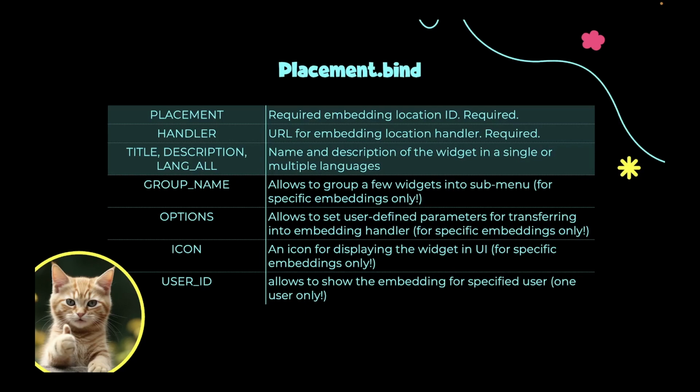Additional parameters that apply only to some widgets, like group name, allows grouping widgets as menu items. Options specifies settings for the widget, currently used in custom CRM field types and widgets of the new messenger, which is in beta stage now. Icon, another parameter for widgets of the new messenger, details in a separate video, and user ID, the ID of the user for whom a particular handler will be available. This parameter is supported in one specific place for widgets embedding, which we won't delve into today, but you can find the information in the documentation.